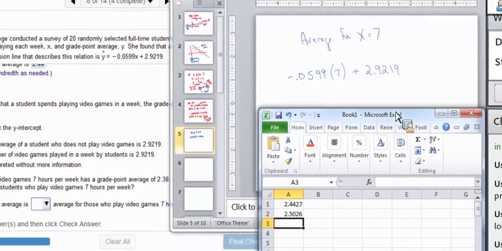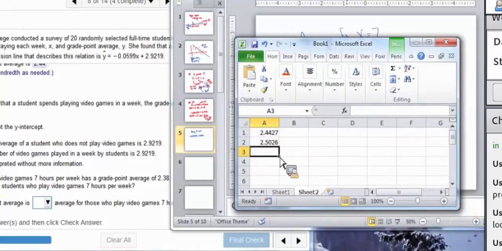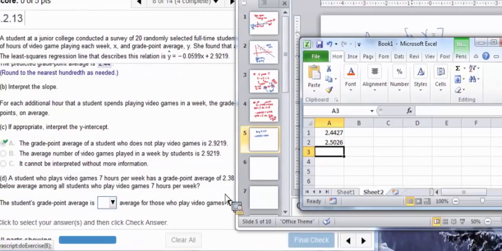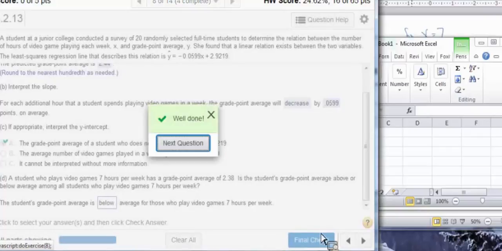Okay, so what the model says is, on average, somebody who plays 7 hours should have a 2.50. This person has a 2.38. So is this person above average or below average? This is below, right? 2.5 is the average. So this is below average. And that's the end of this question.